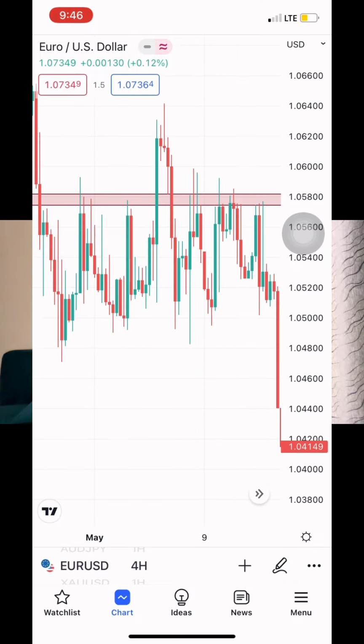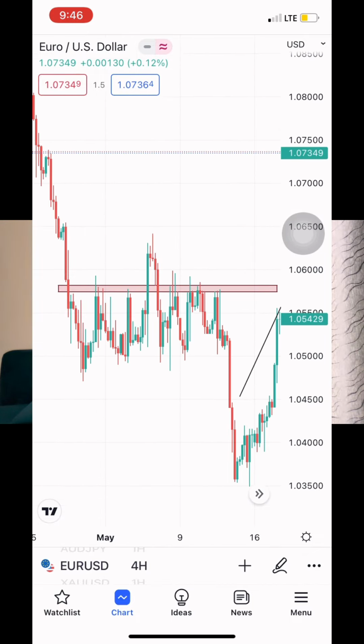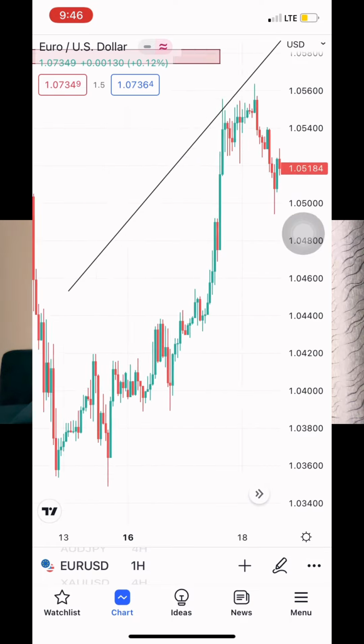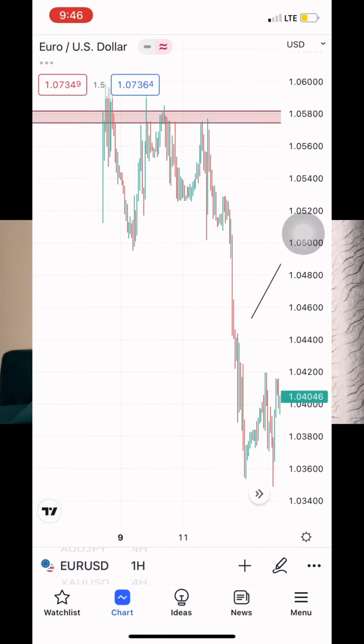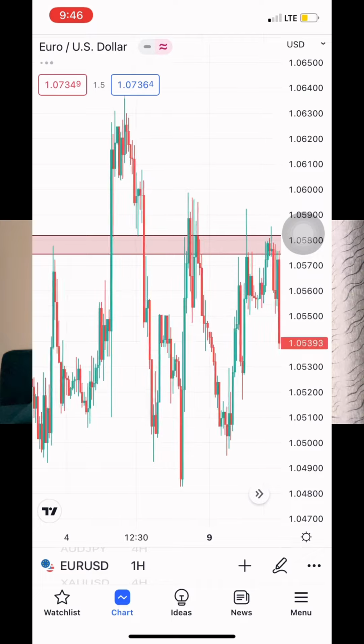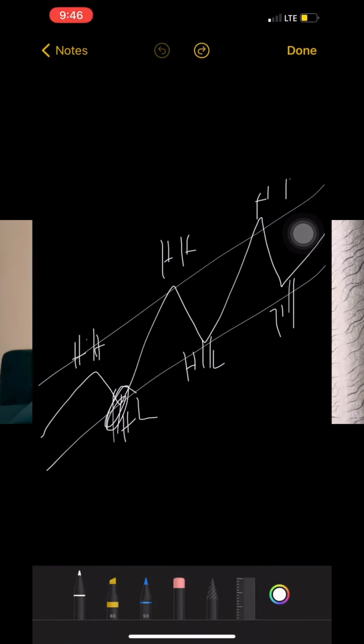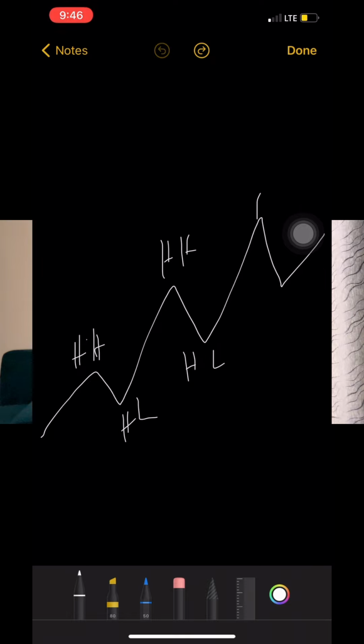So let's see if we can find something like a ranging market. Let's see our 1 hour time frame. Let's see if this market is very clear for a ranging market. I'm just going to illustrate how we trade in the ranging market. In a ranging market we apply more demand and supply.